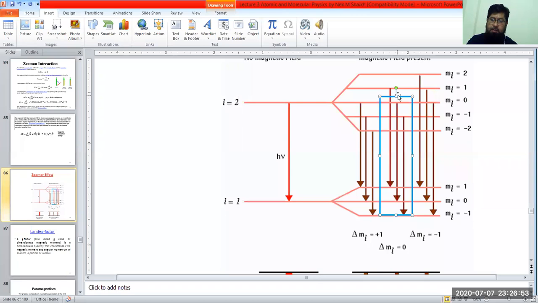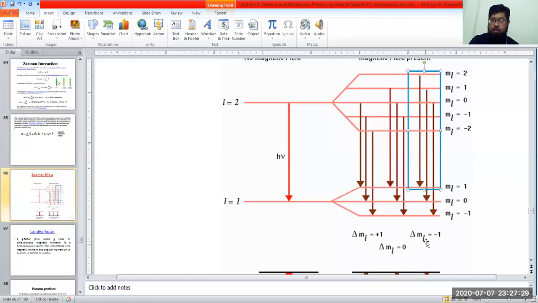ये देखें, यहां से आपकी आ रही है ml plus 1 से आ रही है plus 1 में, तो ये 0 है. This is 0 to 0 gives you 0, this is minus 1 to minus 1 gives you 0. Similarly, अगर आप तीसरी में देखें, तो यहां पे भी ये जो है, this ml plus 2 से आ रही है plus 1 में, तो delta ml is 1 minus 2, which is minus 1.